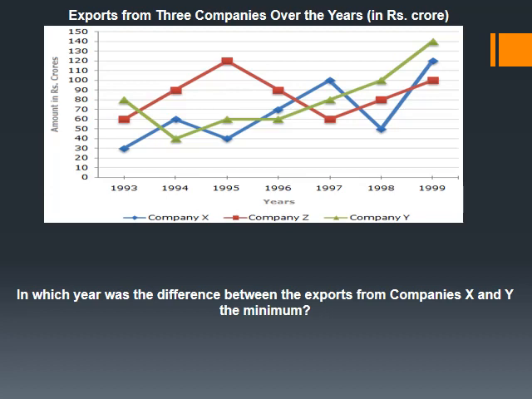Again, for 94, green, that is company Y, is 40 and company X is 60. 60 and 40, it is 20. So like that, find the difference between company X and company Y export for all the 7 years and find which year the difference is the minimum.